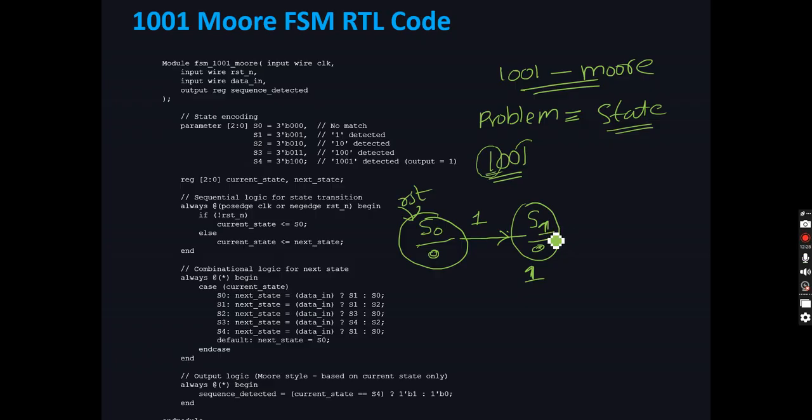After that, for every state we have two transitions. If we give 1, what happens? If we give 0, what happens? So if I give 1 here, from S0 to S1 we go. What if I give 0? It will stay here only, because S0 is the state of detecting 0.